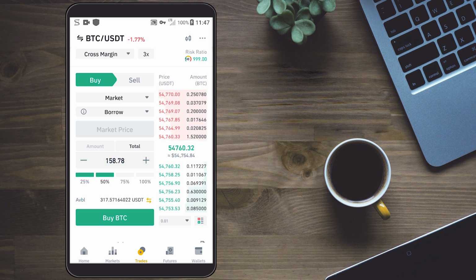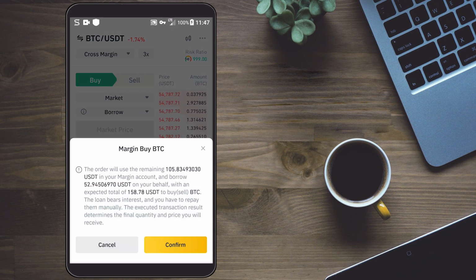If we touch Buy BTC, you see it tells us that the order is using 105 USDT, which was our available USDT, if you remember what we transferred here, and the system is borrowing 52 USDT on our behalf, which becomes 158, the amount we just entered to buy Bitcoin. It also reminds us that for this loan we must pay interest and we must repay manually.